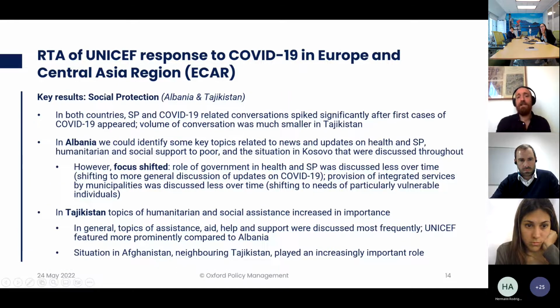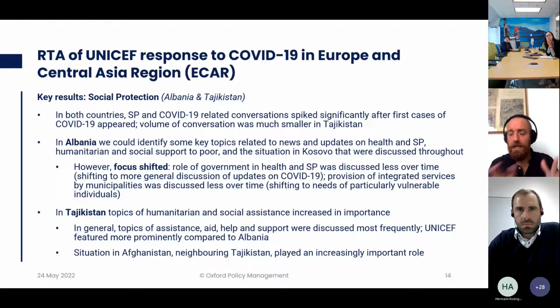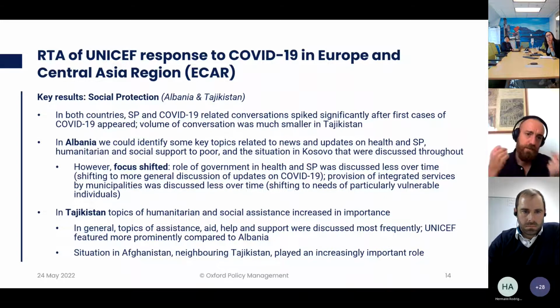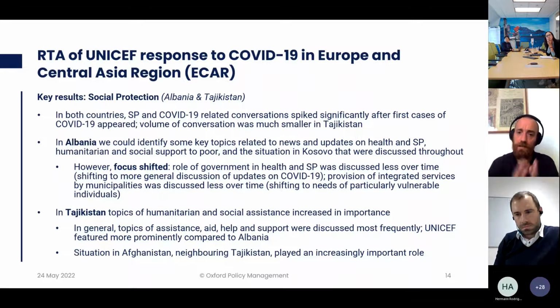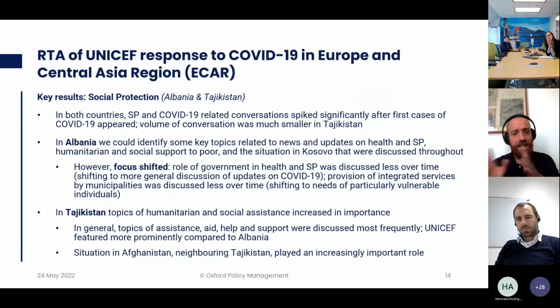We ran a second analysis related to social protection and social media discussions in Albania and Tajikistan. In both countries, social protection and COVID-19 related conversations spiked significantly after the first cases of COVID-19 appeared. The volume of conversations, though, was much smaller in Tajikistan. So this really mattered. Again, the conversation around social protection really expanded after the first cases of COVID-19. In Albania, we could identify that some key topics in this conversation related to news and updates on health and social protection, also humanitarian and social support to the poor, and the situation in Kosovo.